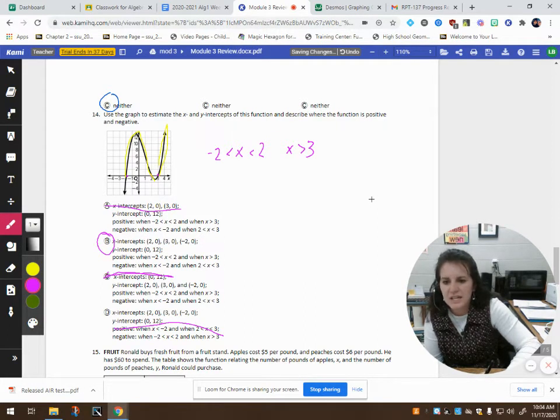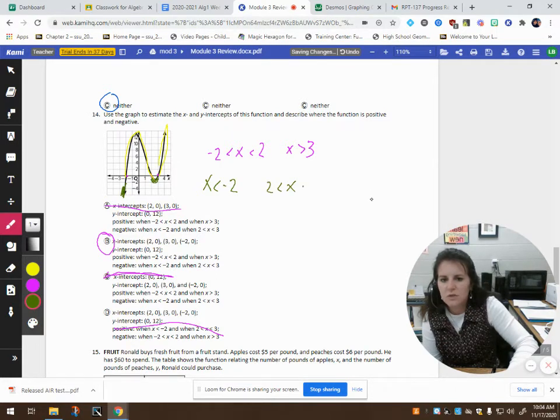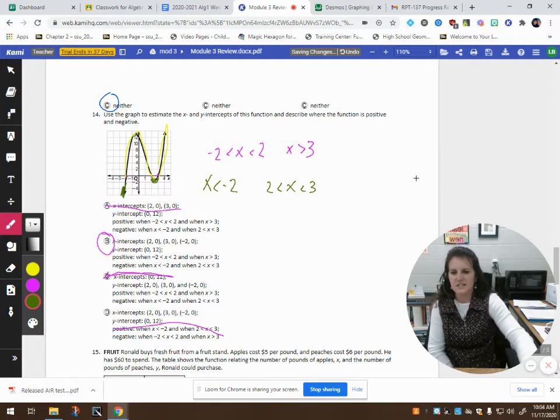And we can check it again to make sure of the negative values. It's negative down here where it's below the x-axis for all x values less than -2. That is also negative right here between 2 and 3. So x is in between 2 and 3, and that's what this says here. So B is the correct answer.